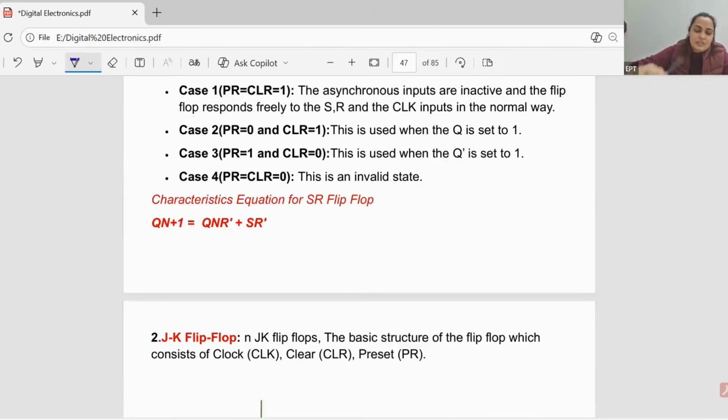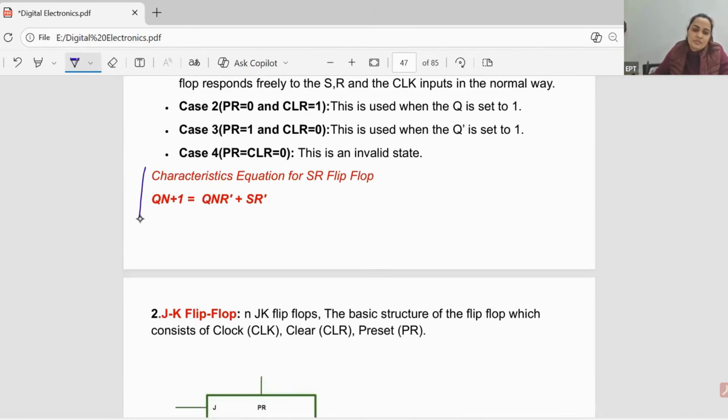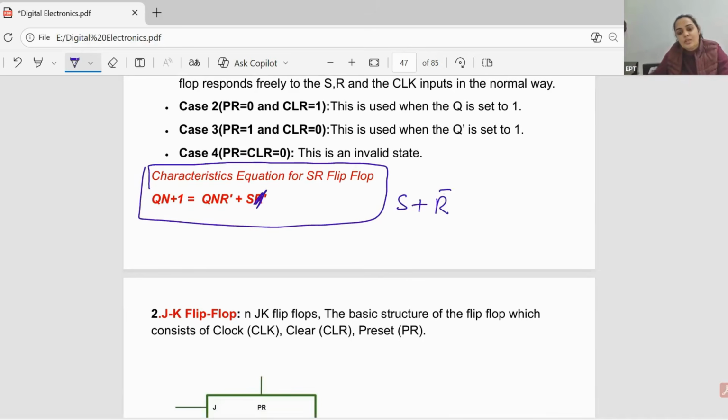Right? See, this is the characteristic equation for SR. R bar will not be there. It is going to be S plus R bar Qn. Okay, this R bar is not there. This is the characteristic equation.